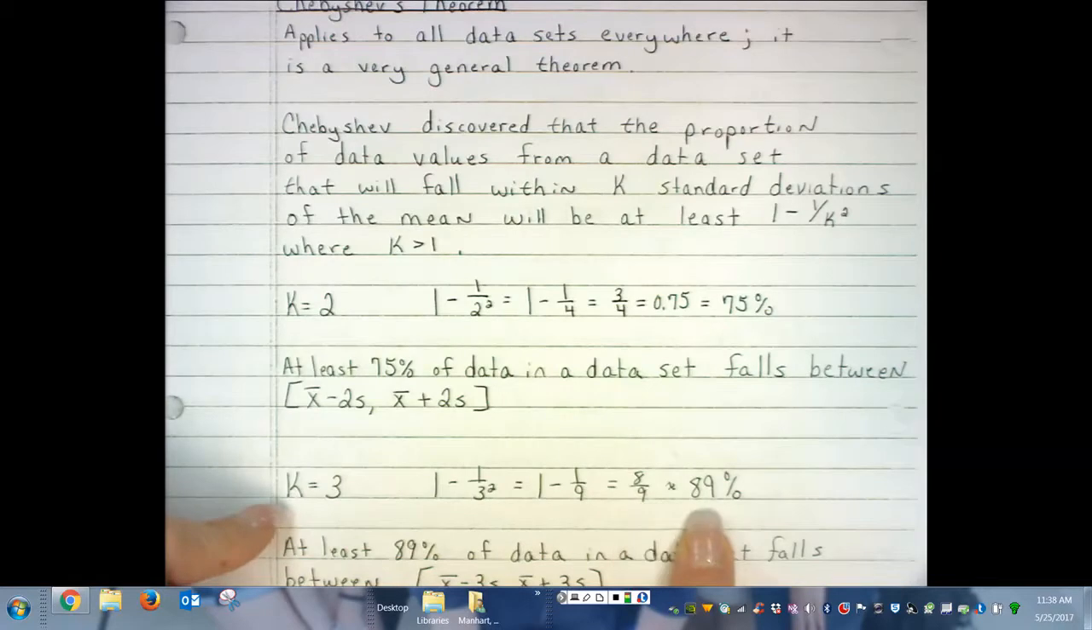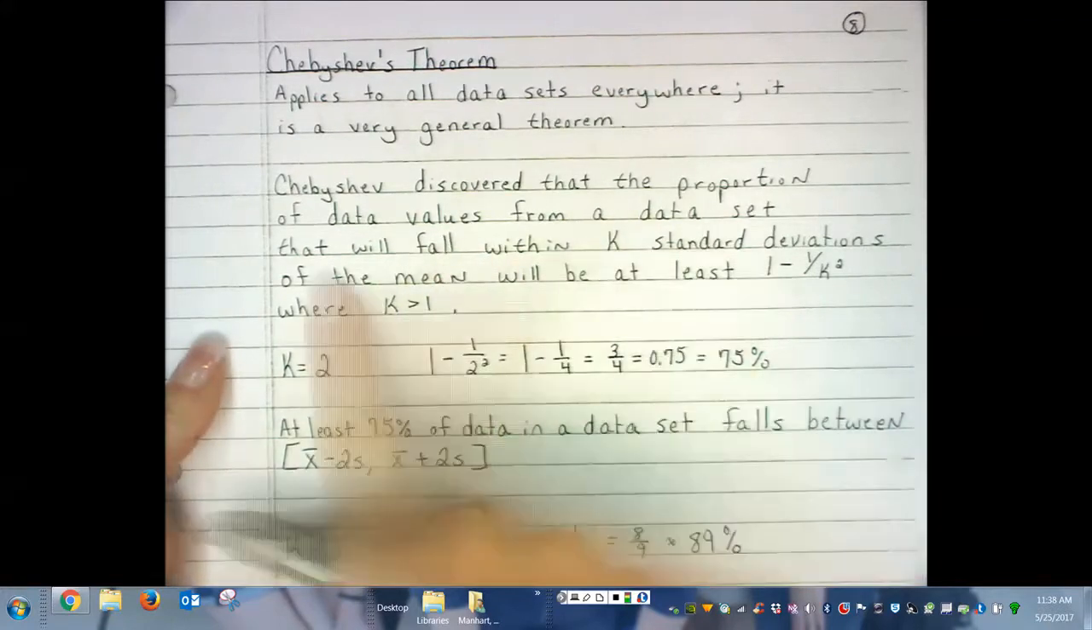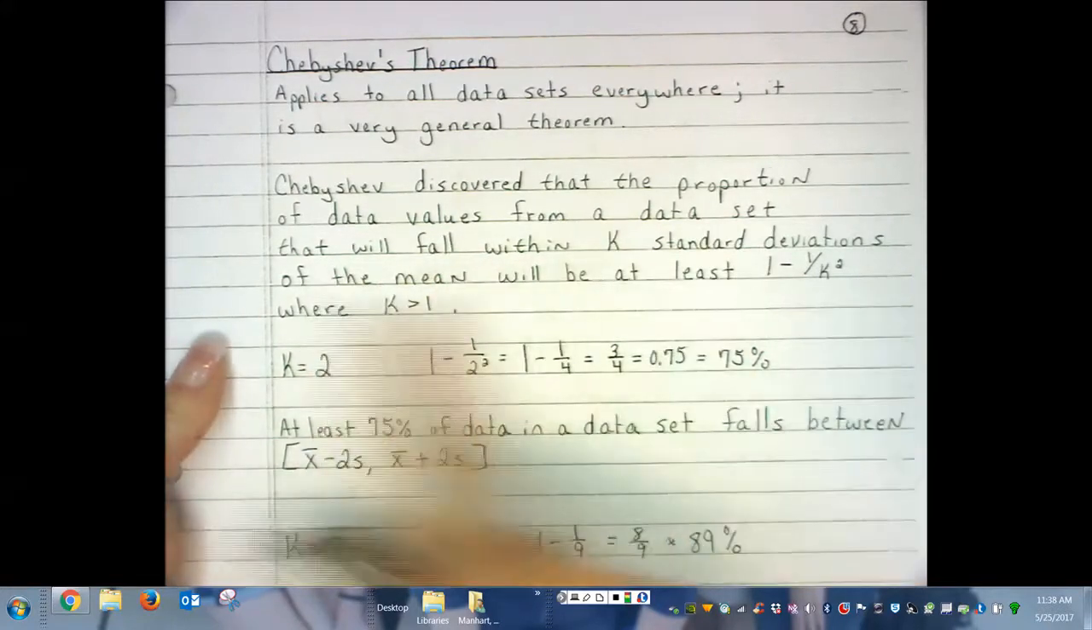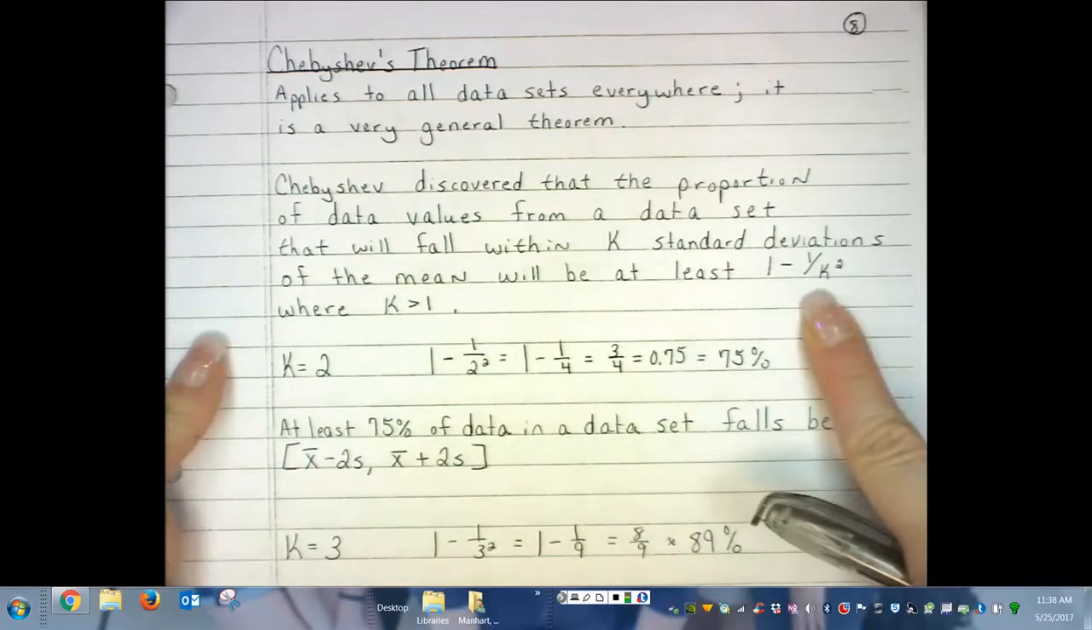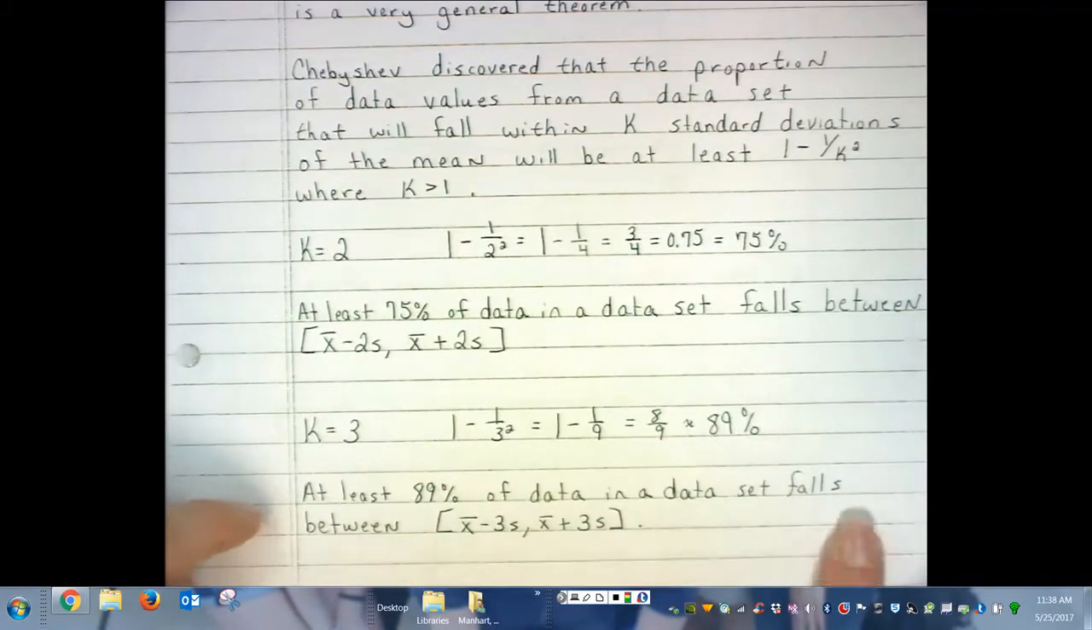decimal and then a percentage, it's approximately 89%. Chebyshev discovered that the proportion of data values from a data set that will fall within 3 standard deviations of the mean will be at least 89%. So 89% of all the data values in a given data set are guaranteed to fall within 3 standard deviations of the mean of the data set, 3 below and 3 above.